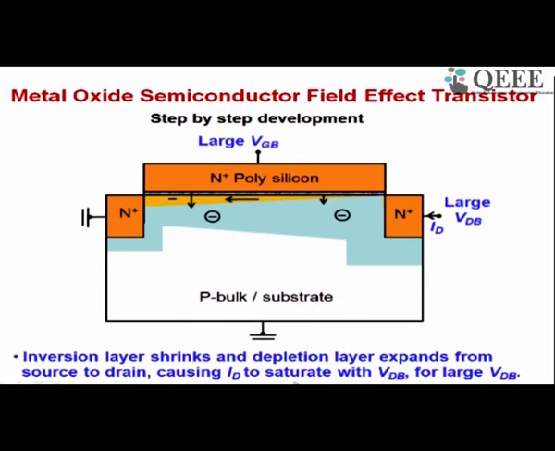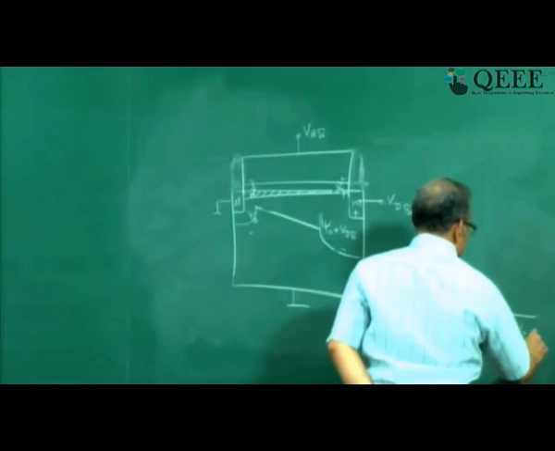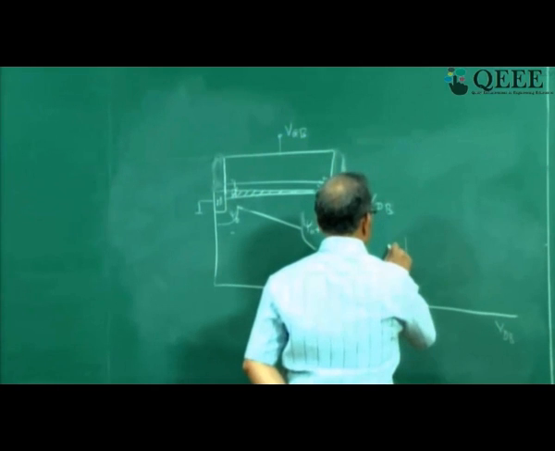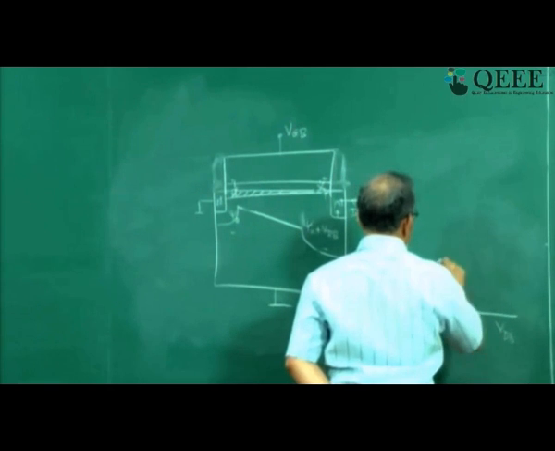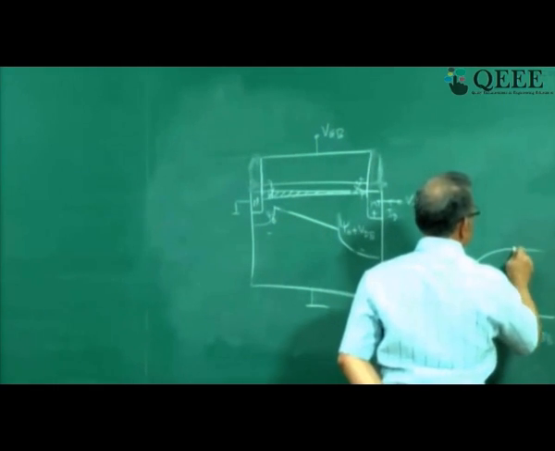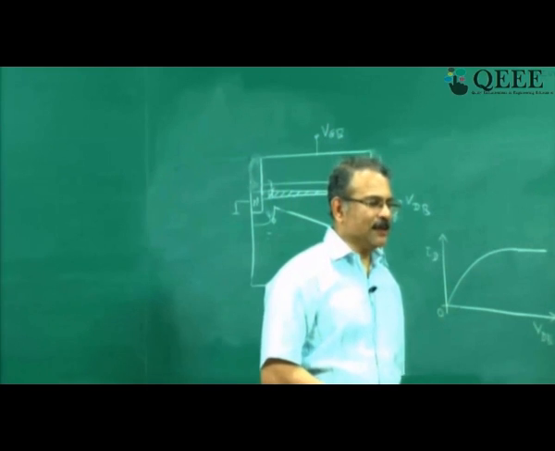Now what happens is, because the inversion charge has reduced at this end, for some VDB this charge will become 0, and once this has happened, even if you increase your VDB further, there is almost no change in the picture inside the MOSFET, and therefore the current ID will saturate. In other words, if you plot ID as a function of VDB, that is this current as a function of this voltage, it will be like this, and beyond some VDB it will saturate. So for a given VDB, ID increases with VGB.